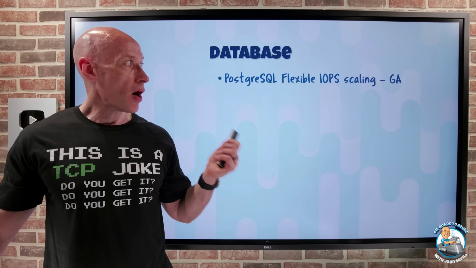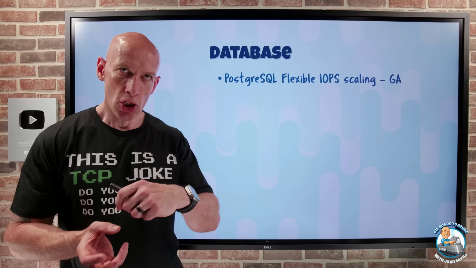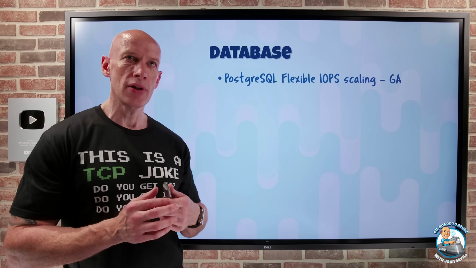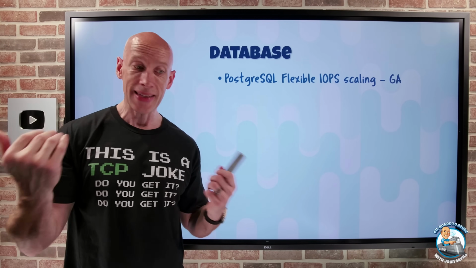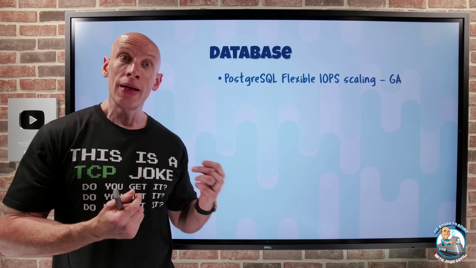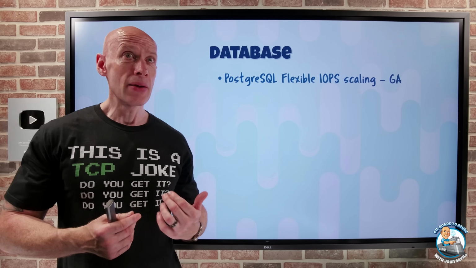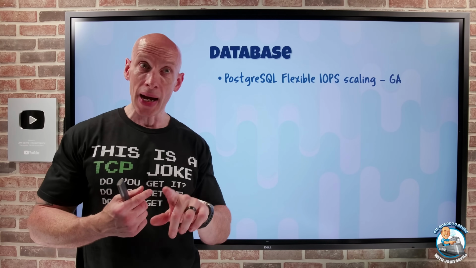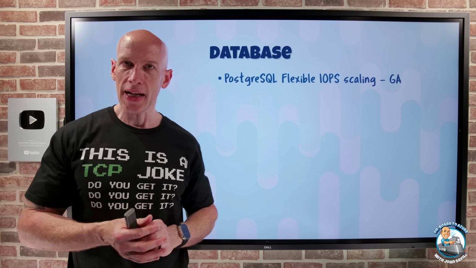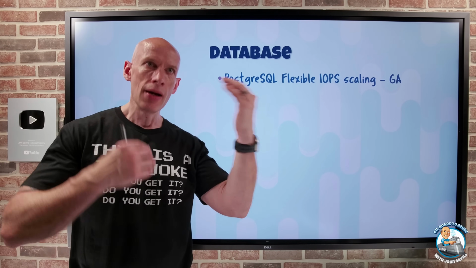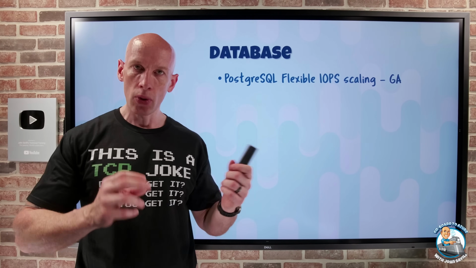PostgreSQL Flexible now has IOPS scaling in GA. So I can dynamically change the IOPS associated with the disks that PostgreSQL Flexible is using. It's using the performance tier feature of SSD disks. And so what it's letting me do is when I need extra IOPS, I can bump up the performance tier. I'm going to pay for that. Then when I don't need it, I can bump it back down. Remember, when I bump it back down, I can only do that once every 12 hours. So there are just a few limitations on leveraging that. But it lets me now add and remove IOPS based on when I may have need for additional performance.